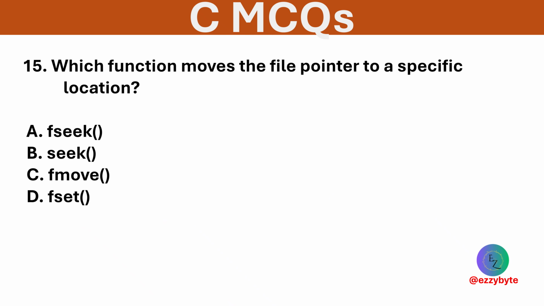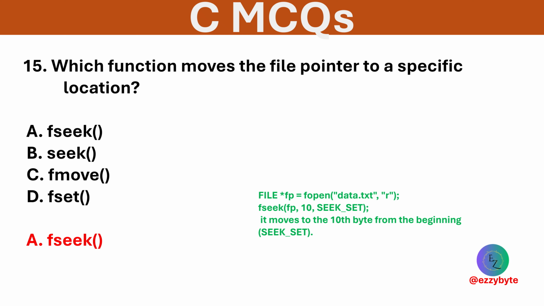Which function moves the file pointer to a specific location? Options are fseek function, seek function, fmove function, fset function. Option A is correct. The fseek function changes the file position indicator.